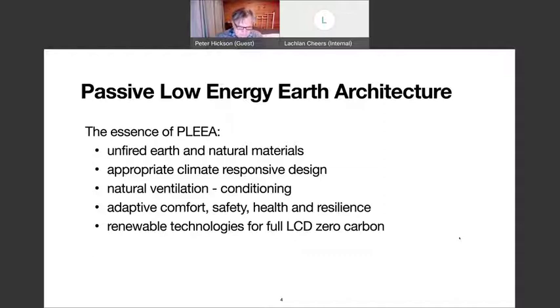If I were to describe the essence of passive low energy earth architecture with 5 lines, they would be: 1, unfired earth and natural materials; 2, appropriate climate responsive design; 3, natural ventilation and natural conditioning; 4, adaptive comfort, safety, health and resilience; and 5, renewable technology for full life cycle design, zero carbon performance.